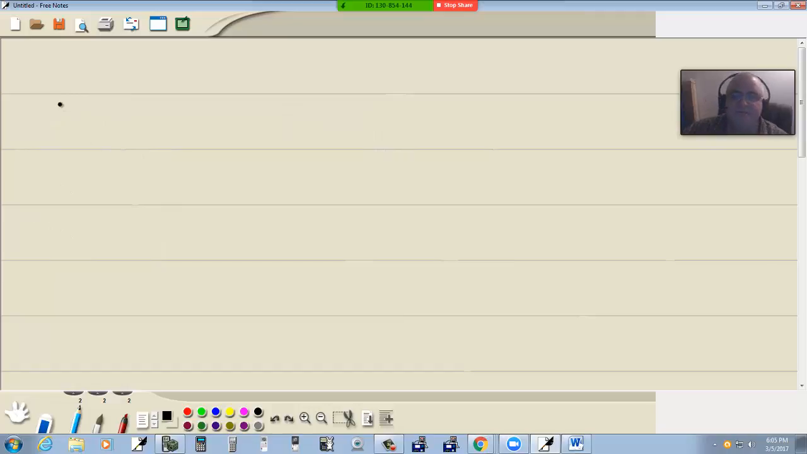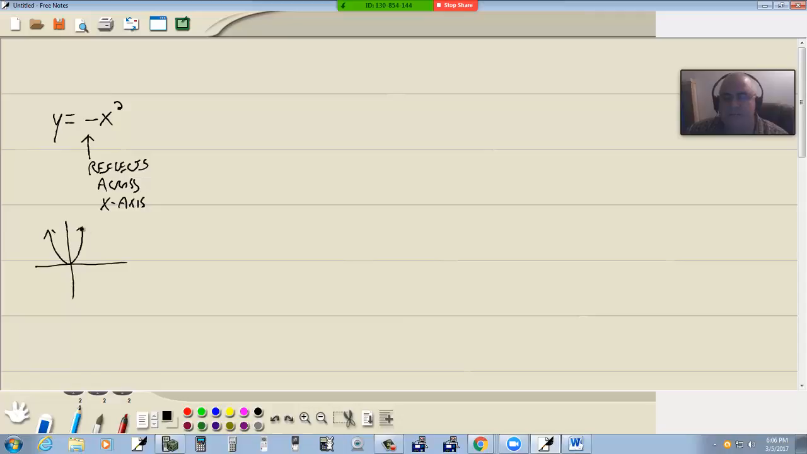Let's talk about our reflections. If you have a negative out in front, negative out in front means it reflects across the x-axis. X squared is our U-shaped graph. When I say reflected across the x-axis, that's flipped upside down. It would look like that. Now it's a little bit more than that. You have to think of like an axle in a car. The entire rectangular coordinate system rotates just like an axle. So if you had y is equal to negative x to the third, then you'd have part of it go down, part of it go up.